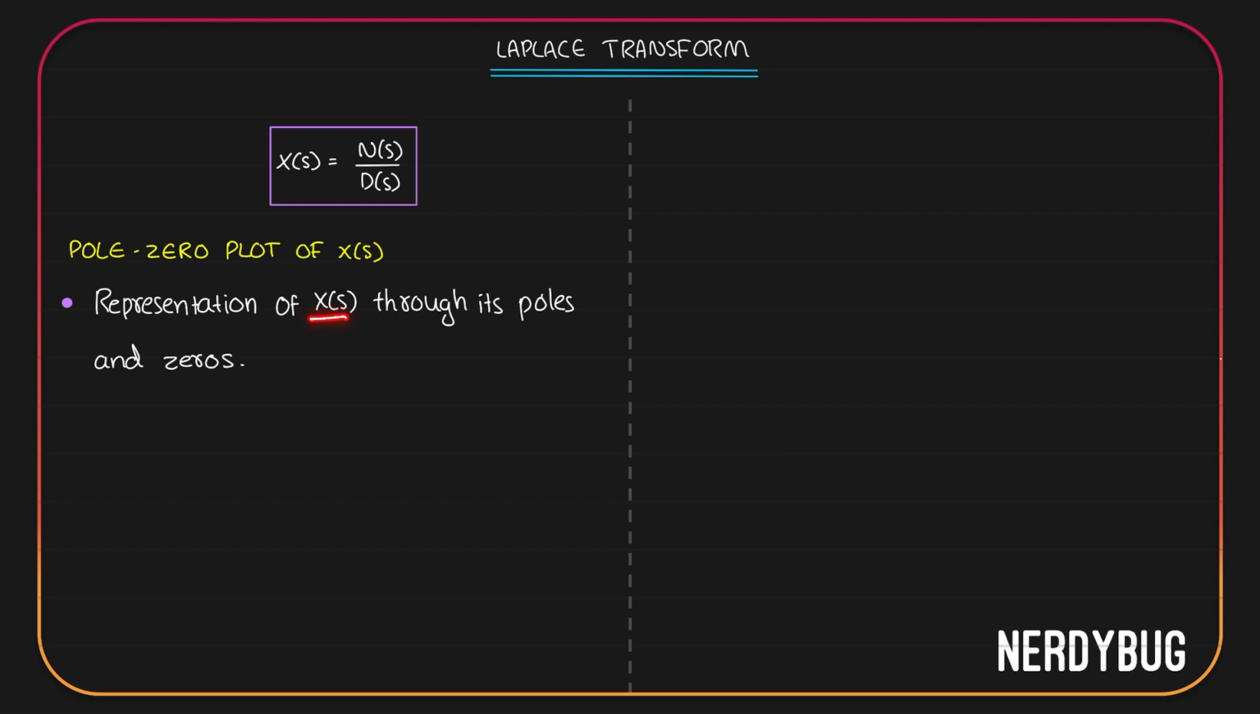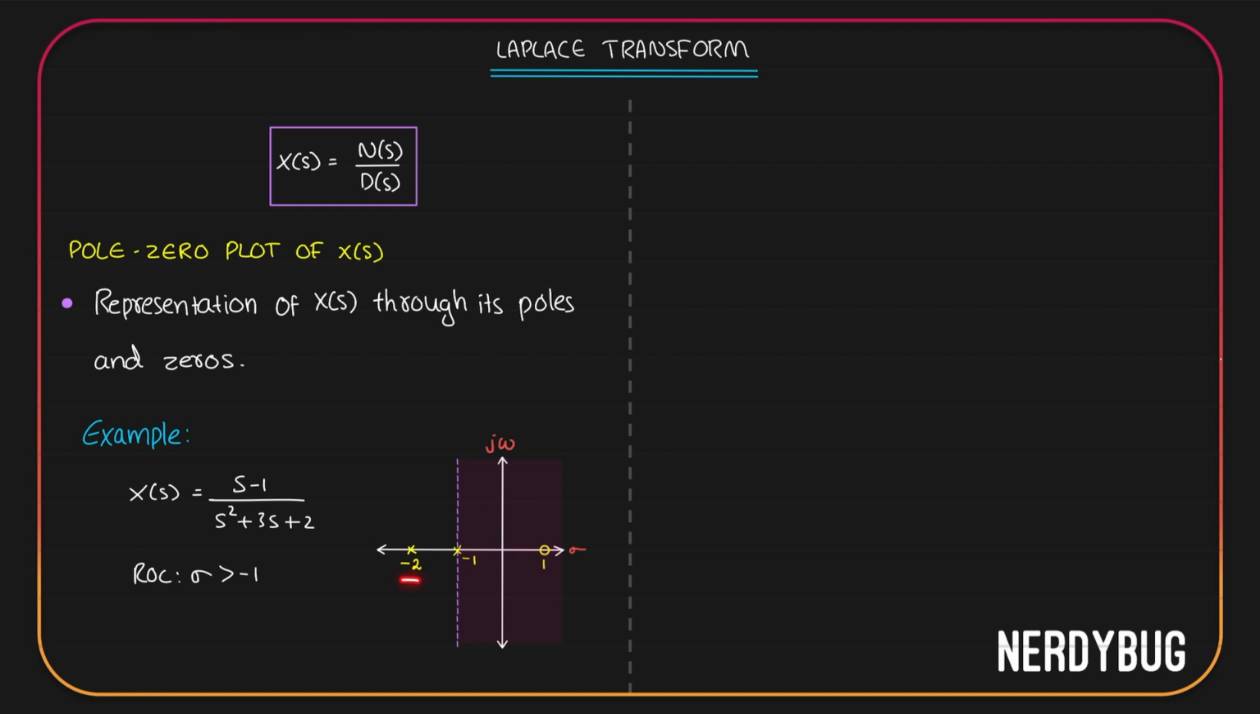We can represent X(s) through its poles and its zeros using a pole-zero plot. For example, let us take X(s) is equal to (s − 1) divided by (s² + 3s + 2), and its ROC is sigma greater than −1. Then its pole-zero plot will look like this. The two poles are at −2 and −1, and the zero is at 1. We have also marked the region of convergence, which is for every value of sigma being greater than −1.